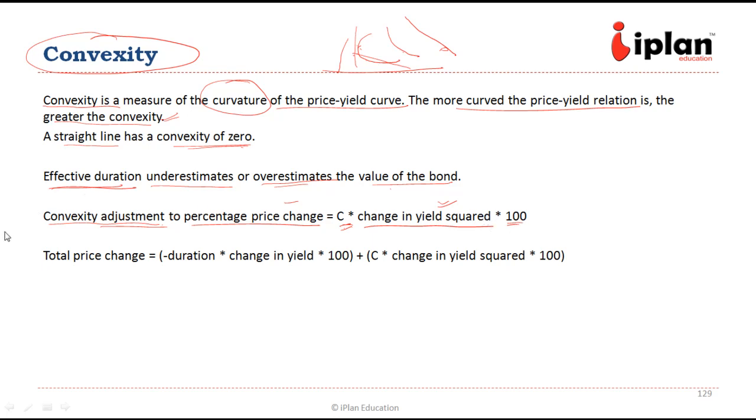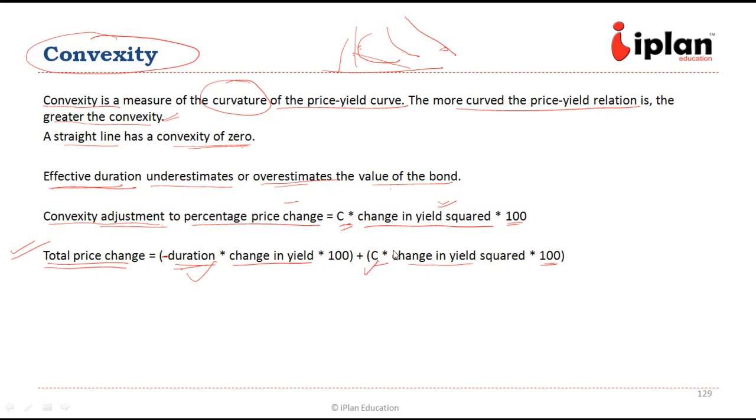So if we have to look at the total price change with respect to a certain change in the yield, for duration, as we have already seen, we just multiply the change in yield by duration. The negative sign represents the opposite relationship, plus convexity into change in yield squared into 100. Since it is a second derivative, we have to just square it, and that will give us the total price change, which includes the impact of both duration and convexity.